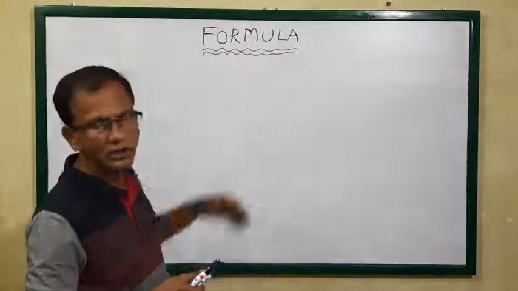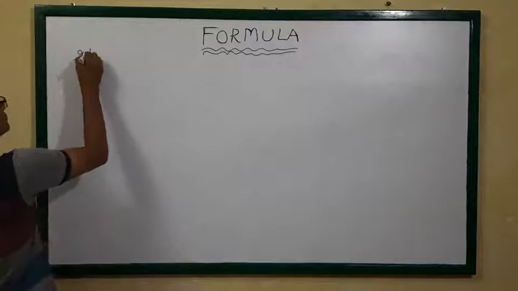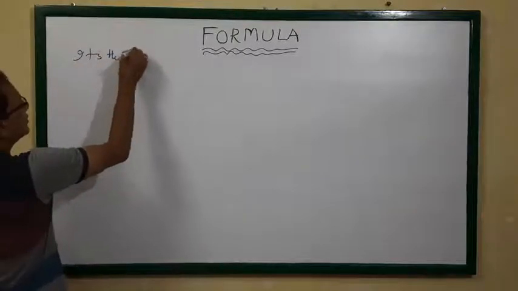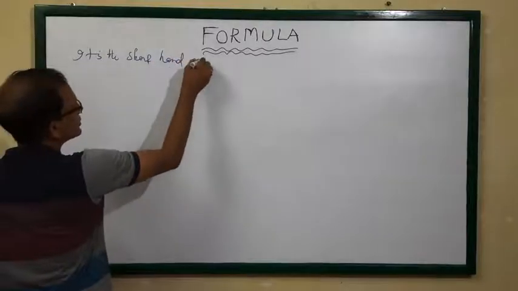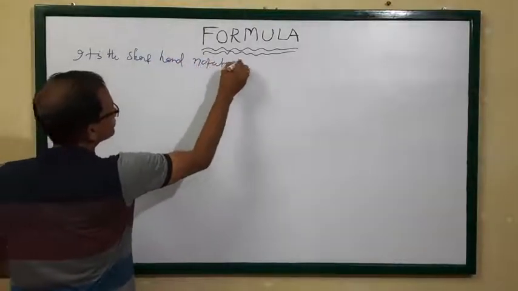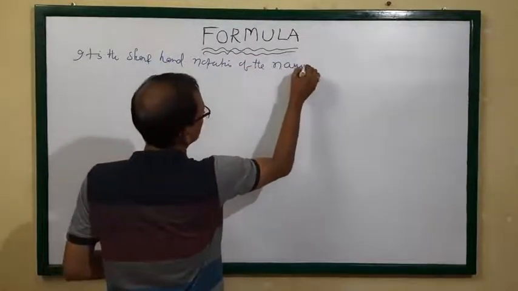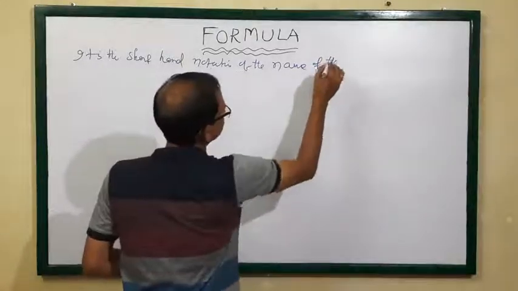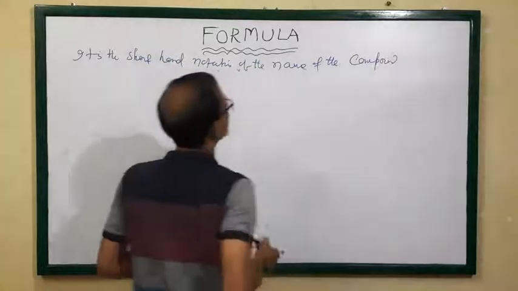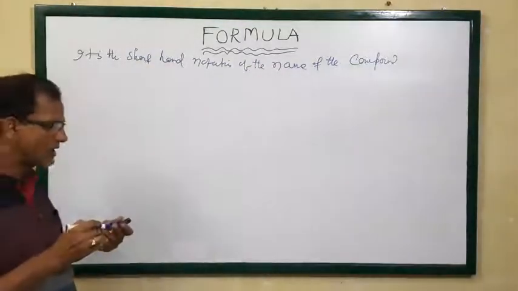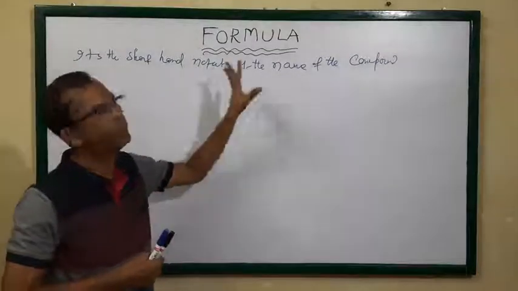So formula is the shorthand notation of the name of the compound. The compound can be written in the shortest way, that is called formula.